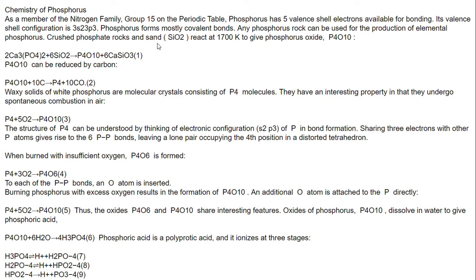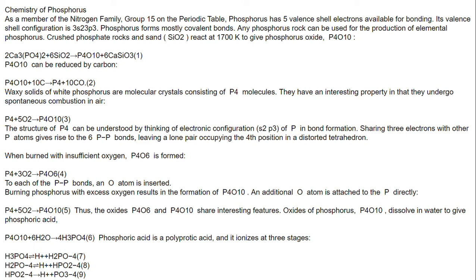Continuing the chemistry of phosphorus as a member of the nitrogen family, group 15 on the periodic table, phosphorus has 5 valence shell electrons available for bonding. Its valence shell configuration is 3s2 3p3. Phosphorus forms mostly covalent bonds. Any phosphorus rock can be used for the production of elemental phosphorus.